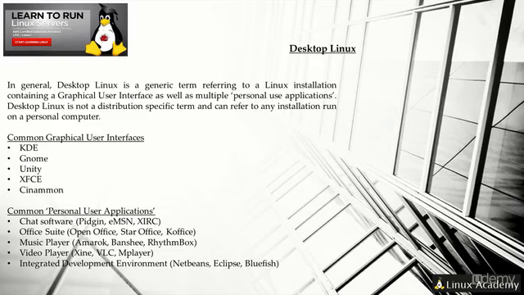So in general, a desktop Linux is a generic term referring to a Linux installation that contains a GUI, or a graphical user interface, and a number of personal use applications. Desktop Linux is not a distribution-specific term, meaning it's the same for Red Hat Linux as it is for Ubuntu, for example, and can refer to any installation run on your personal computer. It can run on a server. Some people do use server-type systems to run desktop installations, but predominantly you'll find it on your desktop or your workstation.